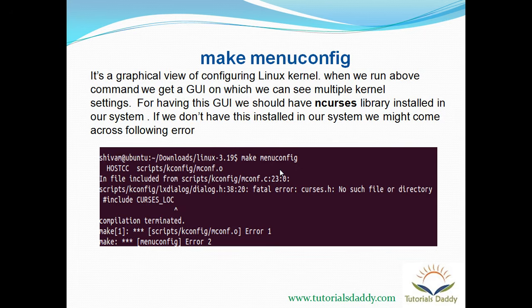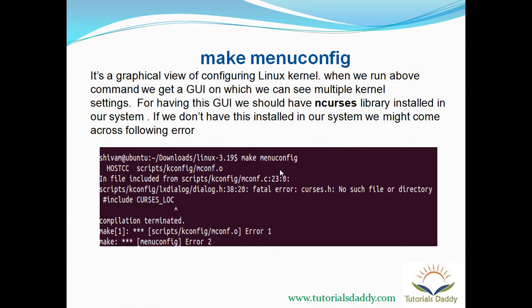Make menuconfig is the GUI-based method of kernel configuration. When we run menuconfig, we come across a GUI interface. The GUI interface lists out all the options to you, and it depends upon you. You can select it or you can deselect it. After doing all this configuration, you can save your configuration and you can give the kernel build.